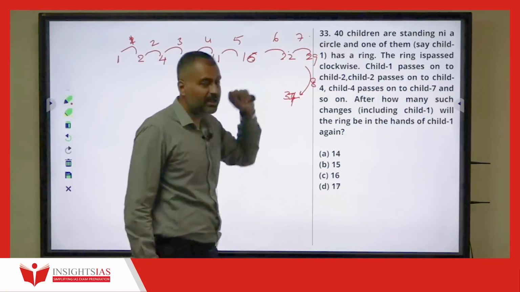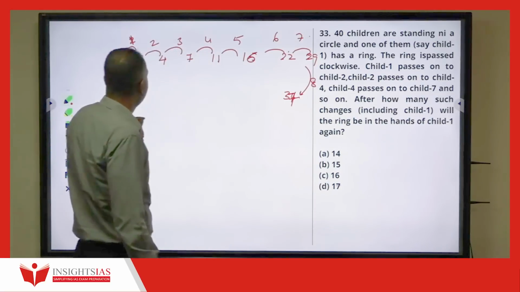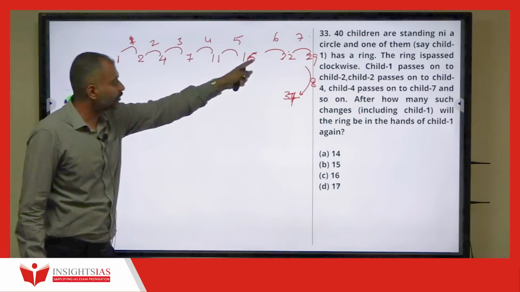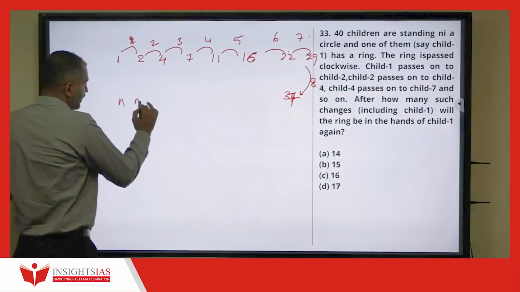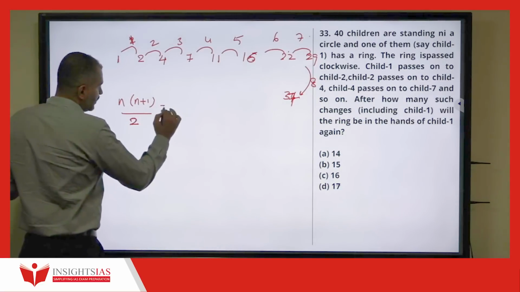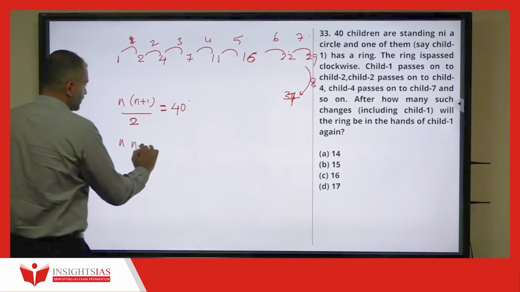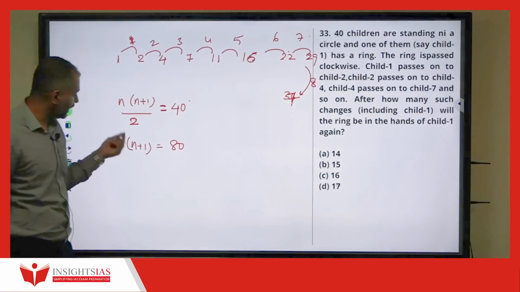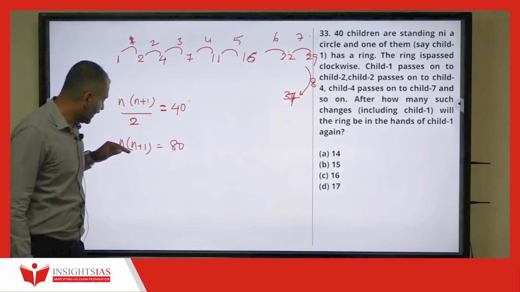But only 40 children are there. Okay, 40 children are there. See, this is nothing but the difference, which has to be the same. This is a simple classical example of n into n plus 1 by 2, which is equal to 40, where n into n plus 1 is equal to 80. But for no integer value of n will you get 80.